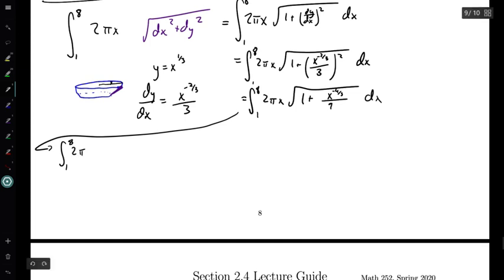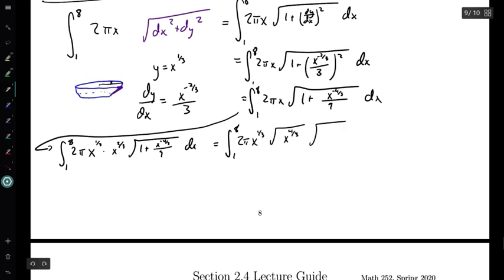But what we want to do here is we want to split up this x into x to the 1/3 times x to the 2/3. Square root of 1 plus x to the minus 4/3 over 9 dx. And now what I want to do is I want to think about that x to the 2/3 as, let's see, so we still have this 2 pi x to the 1/3 here. The x to the 2/3, I want to think about it as the square root of x to the 4/3.